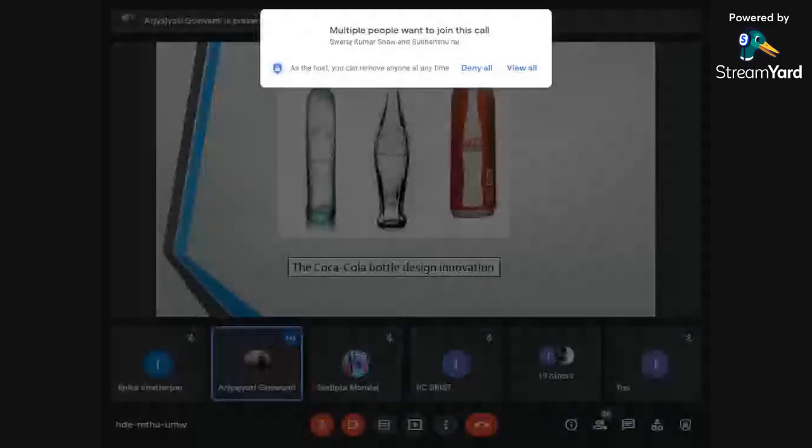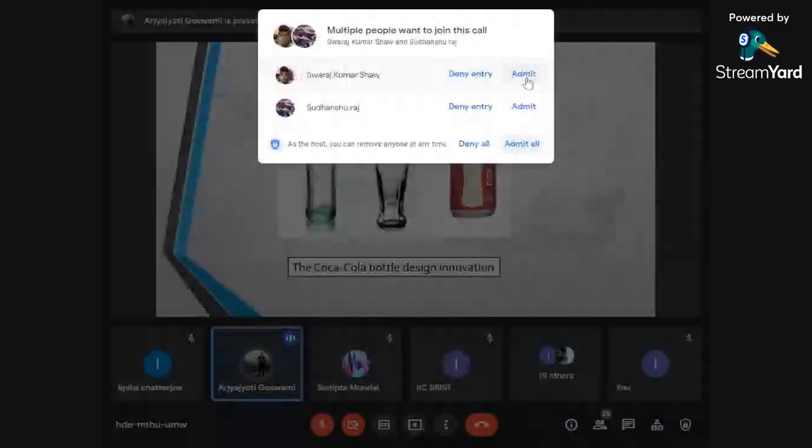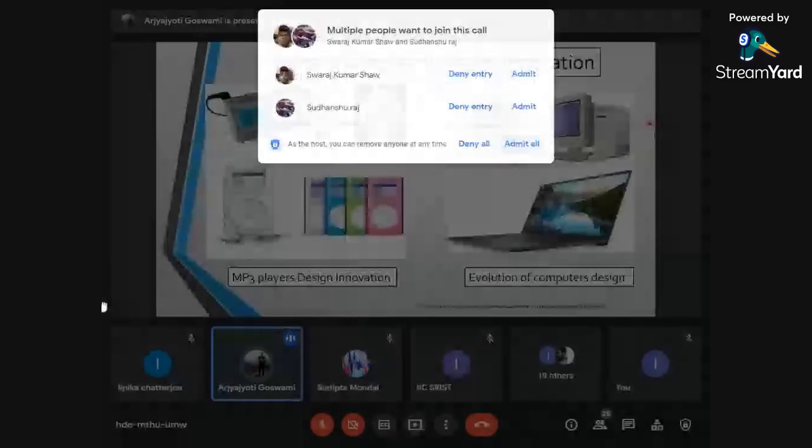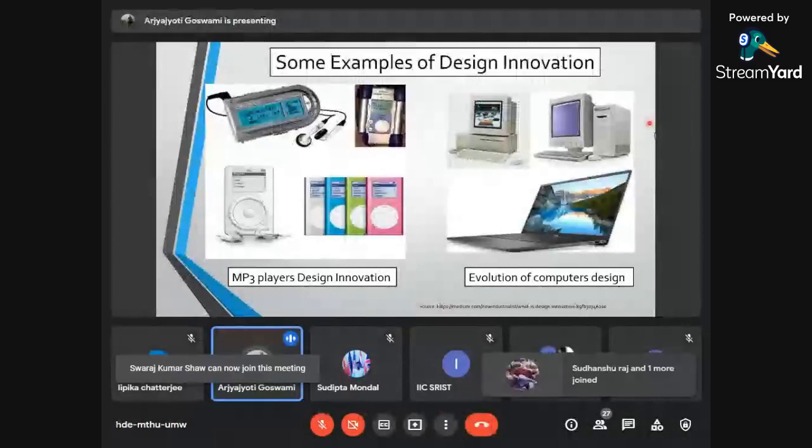And some other examples: MP3 players, computers have evolved a lot over time. The earliest computer was very, very big, which was kept in a complete basement of the Harvard laboratories. The complete full basement was needed, and it used to run very, very slow.